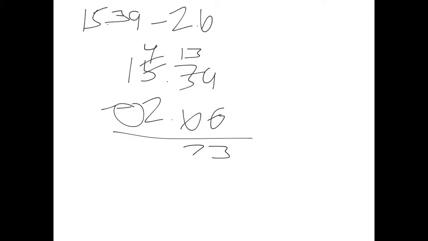4 minus, drop down the decimal, 4 minus 2 is 2, and 1 minus 0 is 0. So your answer would be 12,7.3.